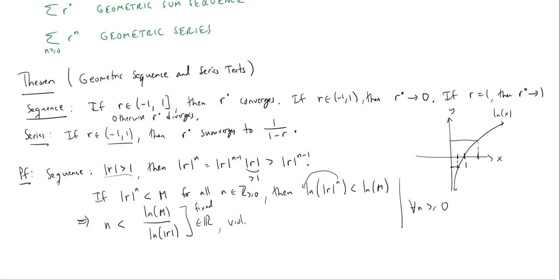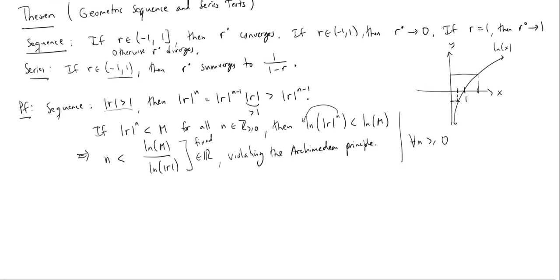Okay, so this would be a contradiction, violating the Archimedean principle. The contradiction comes from assuming that this r to the n is bounded by some m. Okay, so it's unbounded. And it's increasing. It's going off to infinity. All right, so it diverges in that case. Okay, so this sequence r to the n diverges.